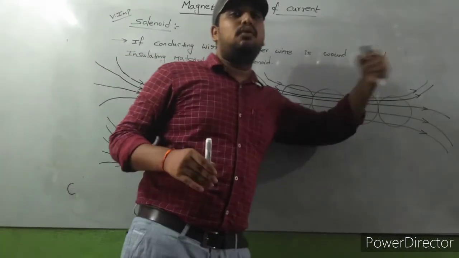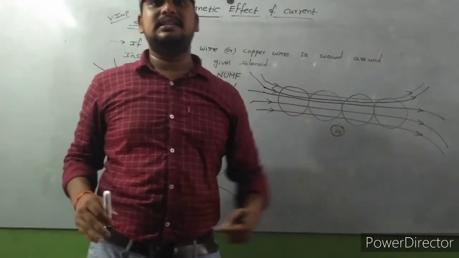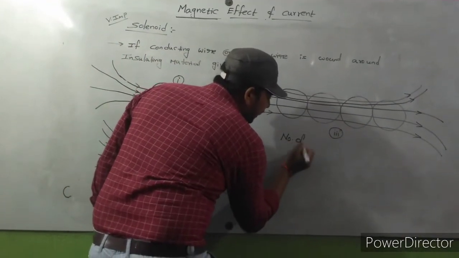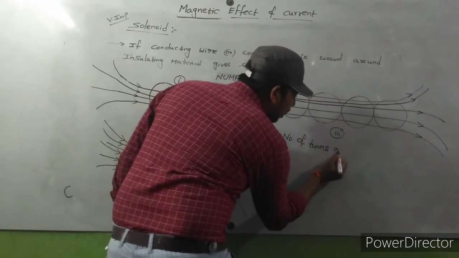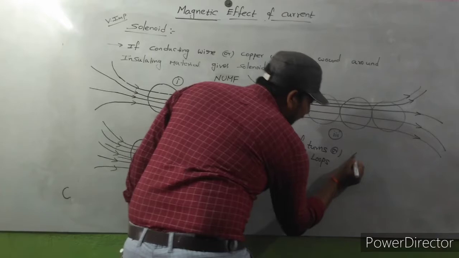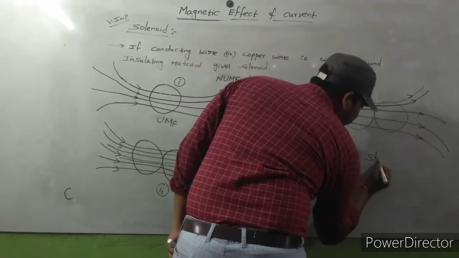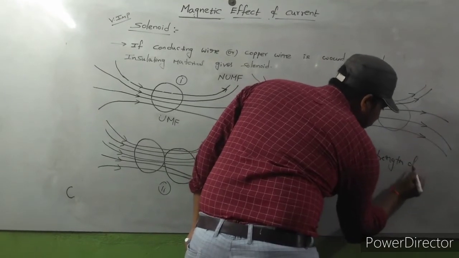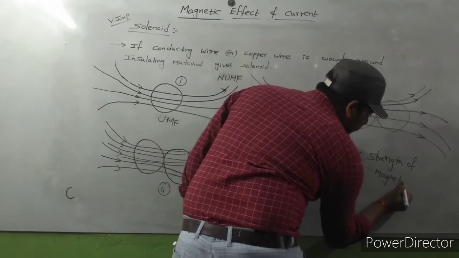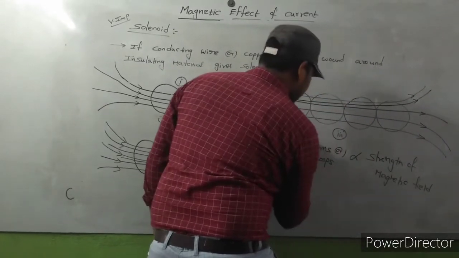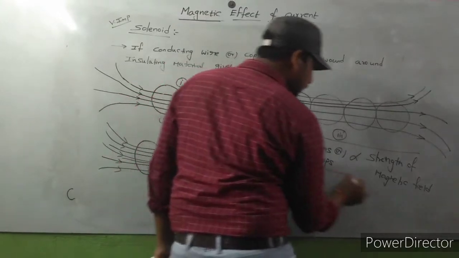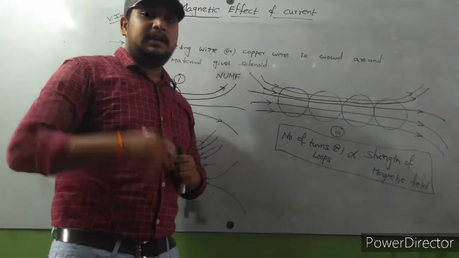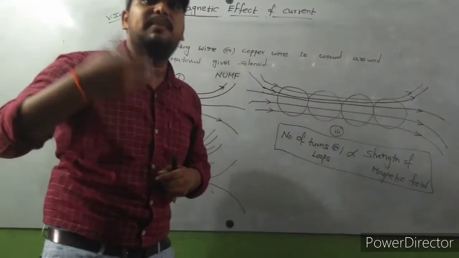If the number of turns increases, then the production of magnetic field lines increases. The number of turns or loops is directly proportional to the strength of the magnetic field. If the number of magnetic field lines increases, it means the strength of the magnetic field increases.